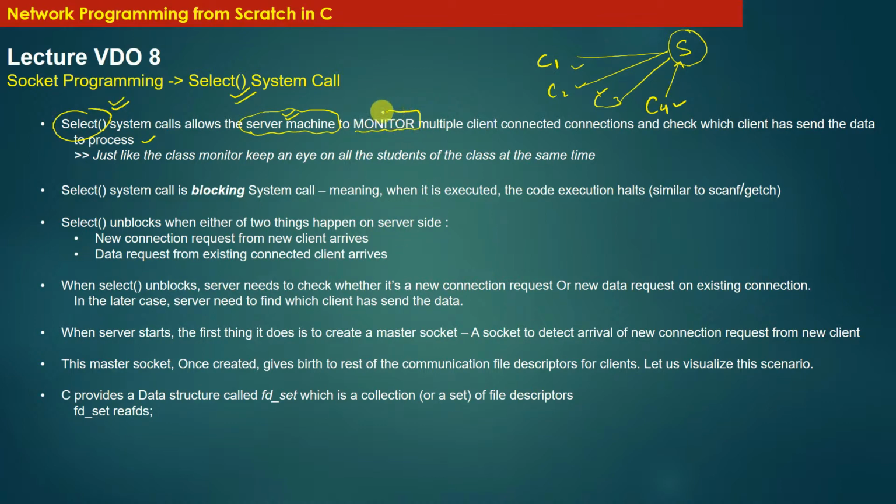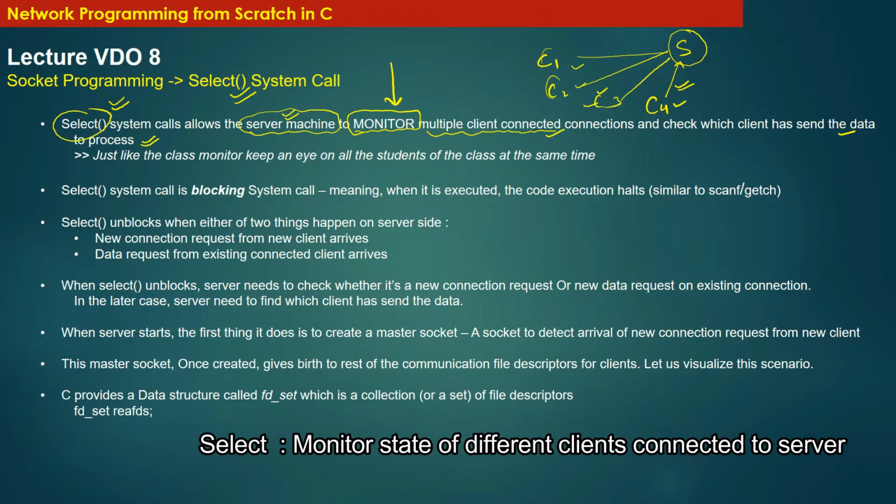Select system call is used to monitor multiple client connections, that is client C1, client C2 and client C3, which are already connected to the server. The select system call helps to monitor the multiple client connections, and it also helps to monitor which client has sent the data to process. In addition, select system call also has to monitor the new connection request from brand new clients. So select system call is a kind of system call that helps the server monitor the state of different clients that are connected to the server at the same time.